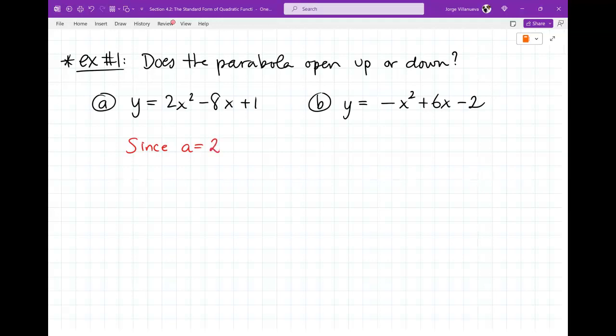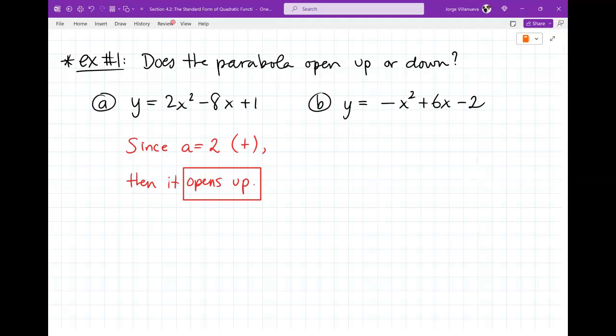Since A is equal to 2, which means that it's positive, whoops, I don't know why I put a 0 there, then it opens up, okay? So I'm going to put that in a box, that's our answer. But that's the reason why it's going to open up, right? A is equal to 2.